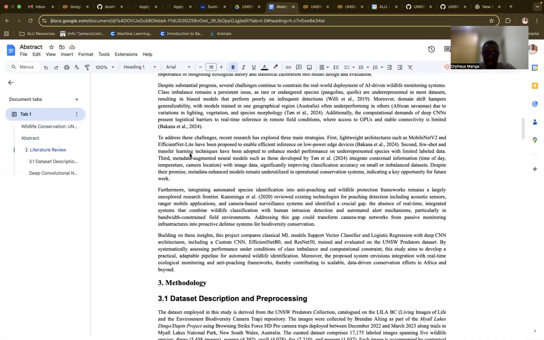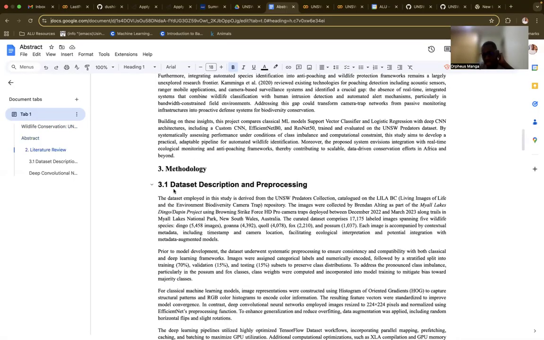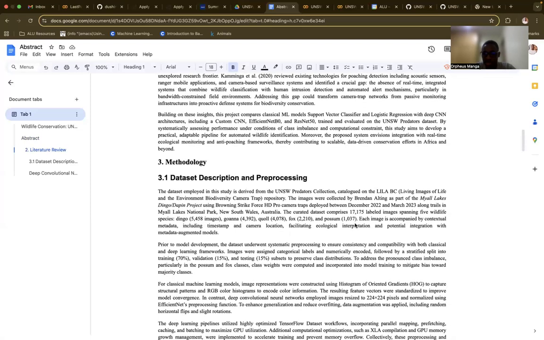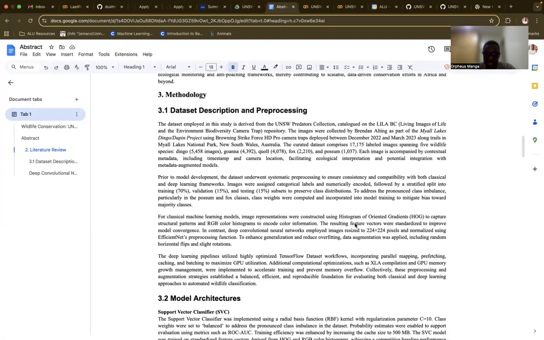To train, the total number of images is 17,000, and to do this, I split them into train, validation, and test sets, with 70% for training and 15% each for validation and testing.